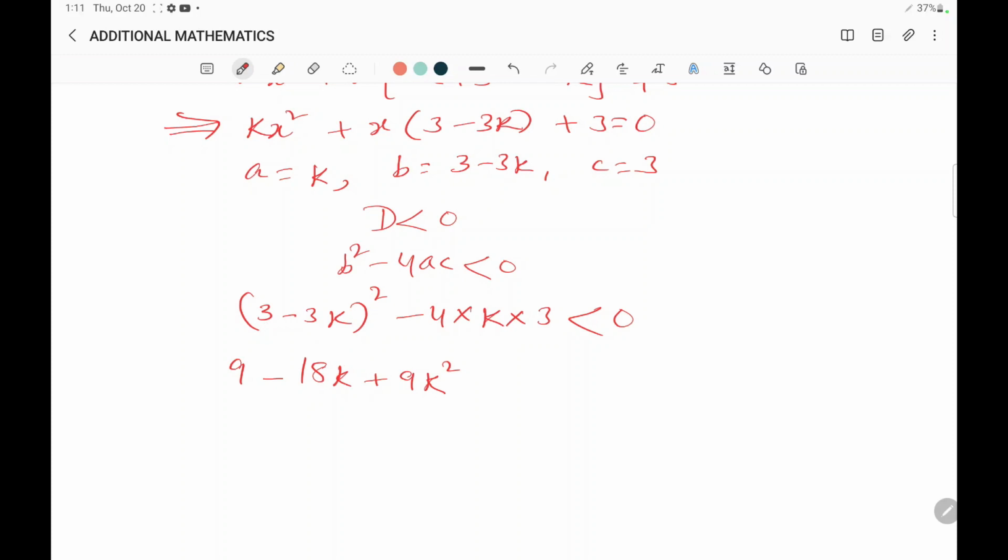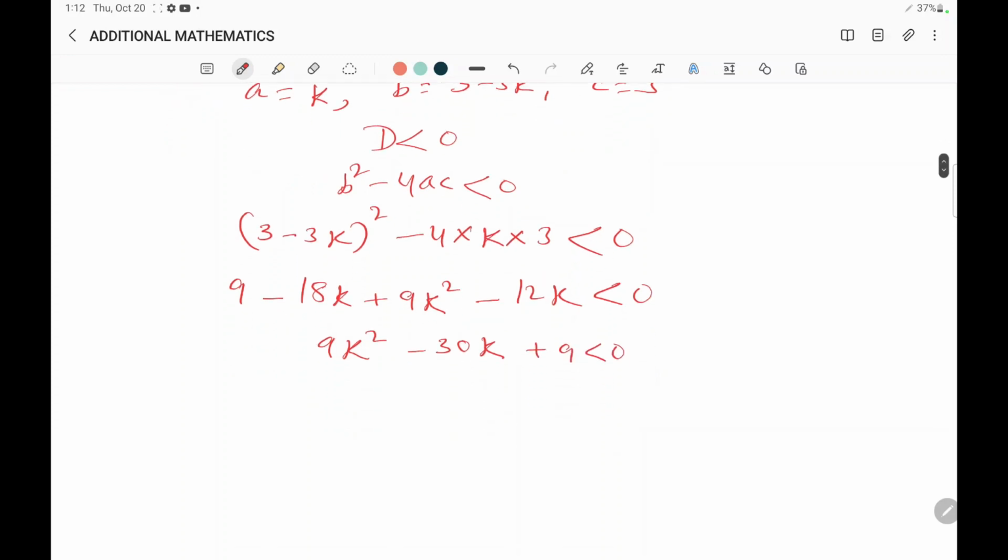You know that we can apply the (a minus b) whole square formula, or you can multiply this bracket 2 times. Then you will get 9, minus 18k, 9k square, and 4 times 3, that's 12, and the k, so 12 minus 12k. So this is 9k square. Now minus 18k and minus 12k, how much? This is minus 30k, and plus 9 is there, right? Less than 0.